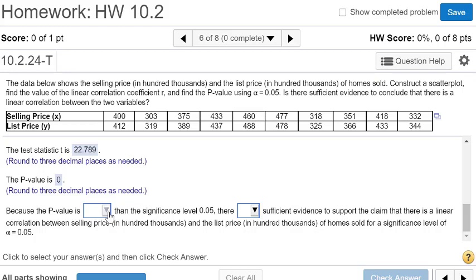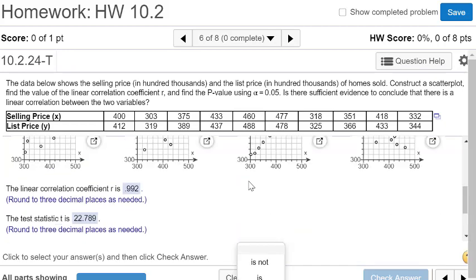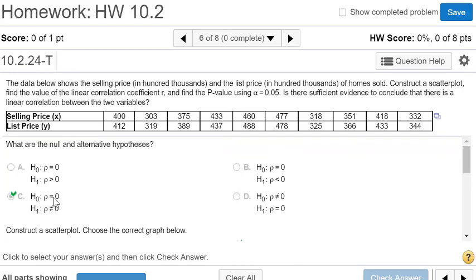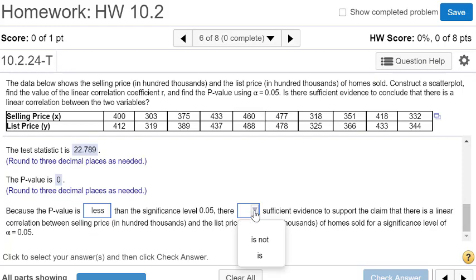Because the p-value is really small, which is way less than the significance level 0.05, we can conclude that we can reject the null hypothesis. We can reject rho equals 0, which is to say no correlation, and say that there is sufficient evidence to support the claim that there is correlation.